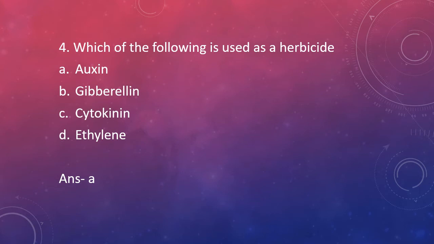2,4-D is a synthetic auxin which is used as a herbicide. What does D stand for? 2,4-D stands for 2,4-dichlorophenoxyacetic acid. It is used as a herbicide.